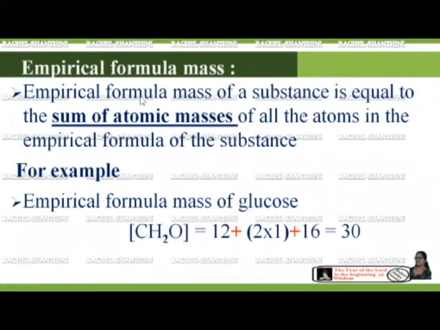Empirical formula mass. Empirical formula mass of a substance is equal to the sum of atomic masses of all the atoms in the empirical formula of the substance. For example, empirical formula mass of glucose CH2O, which is in the ratio 1:2:1, is equal to, what is the atomic mass of carbon? 12. Since we have one carbon, 1 into 12, that is 12, plus what is the atomic mass of hydrogen? 1. We have 2 hydrogen. So 2 into 1 plus what is the atomic mass of oxygen here? 16. So 16. When you sum up all these atomic masses, we get 30, which is the empirical formula mass of glucose.